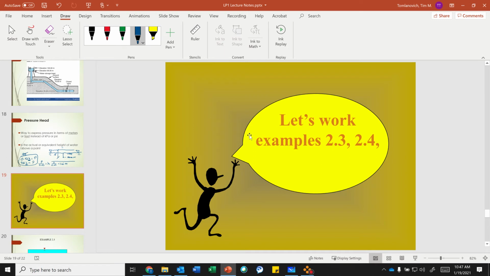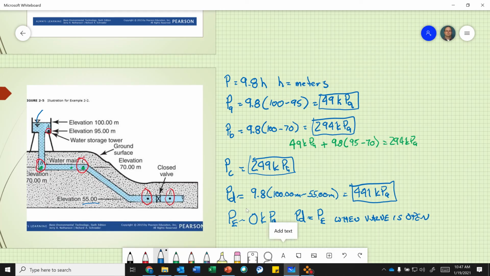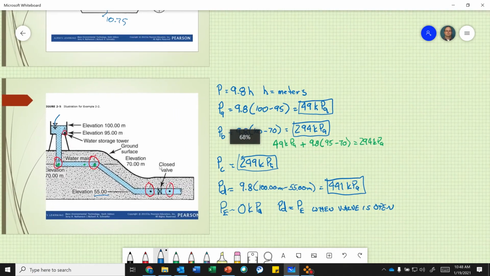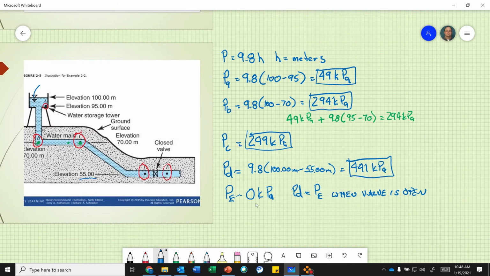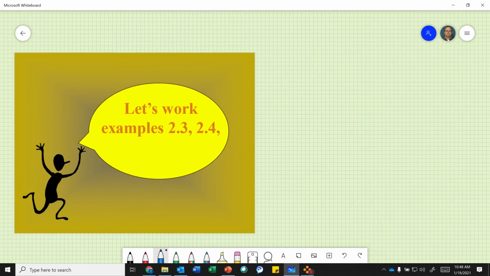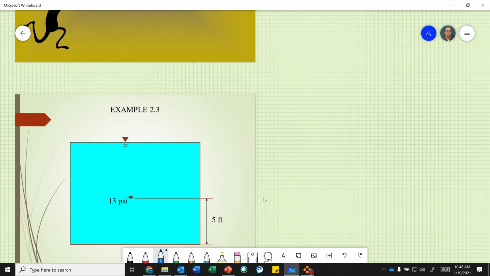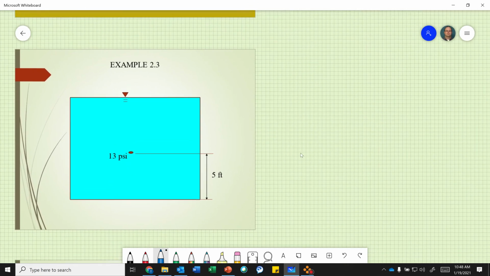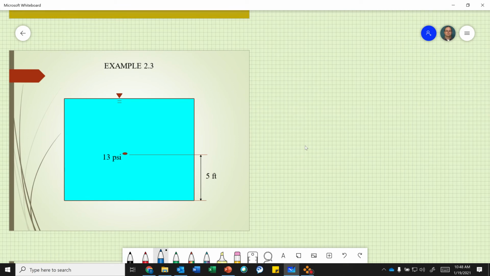So let's do 2.3 and 2.4 in your book. So I'll go back to my whiteboard. Example 2.3. I actually kind of drew a picture here to help things out. A pressure gauge on an open tank of water at a point 5 feet above the tank bottom registers 13 psi. What is the pressure head at that point? What is the total depth of the water tank?